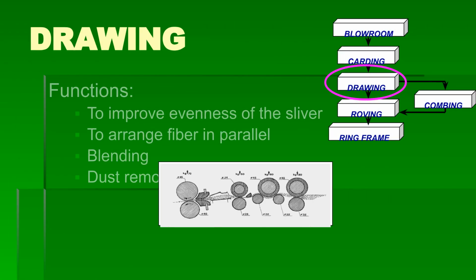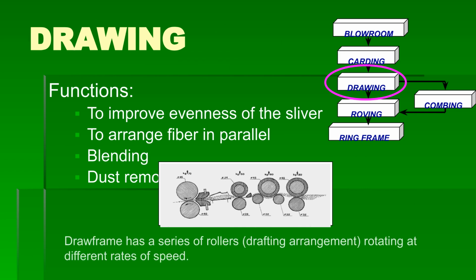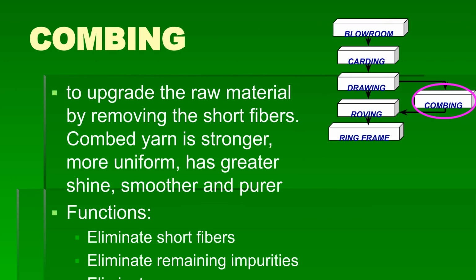The drawing process aims to improve the evenness of the sliver, arrange fibers in parallel, achieve blending, and remove dust using a draw frame with rollers rotating at different speeds. Combing is an optional step to upgrade raw material by removing short fibers, resulting in a stronger, more uniform, and smoother yarn. Its main functions are to eliminate short fibers, remaining impurities, and neps.